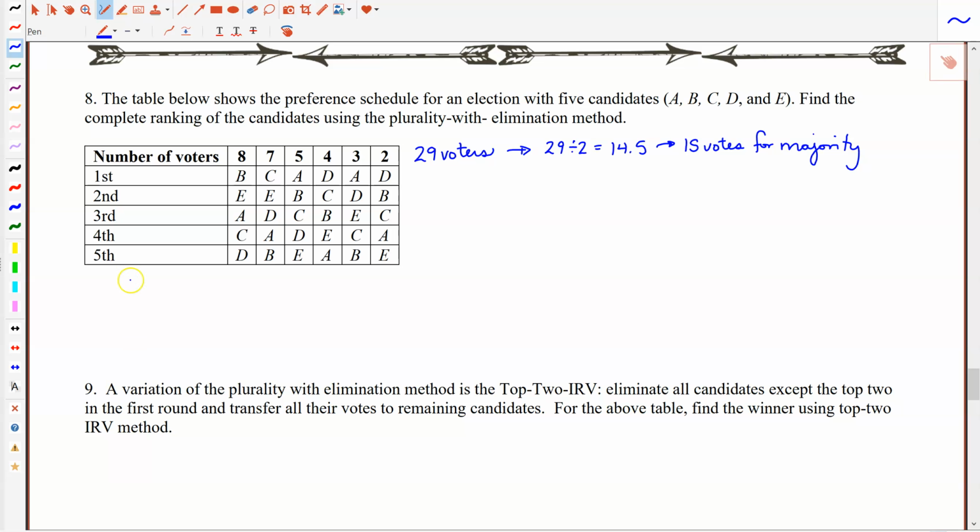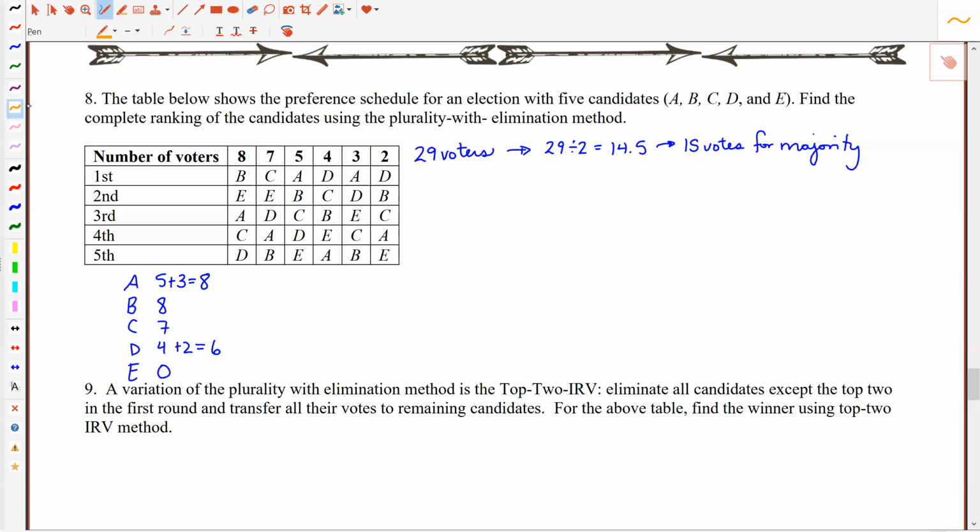Alright, so in the first round, I'll have all of the candidates, A, B, C, D, and E. At this point in time, let's count their first place votes. So running through here, A had 5 here and 3 here, or 8 first place votes. Going back through here, B has the 8 here. C has the 7 here. D has 4 there, and 2 in the last column. And E doesn't even show up across this first row, so they have 0. My magic number for majority is 15. Nobody has hit that.